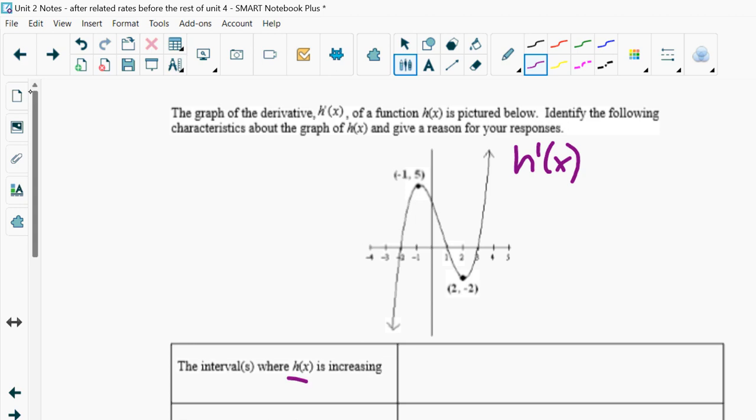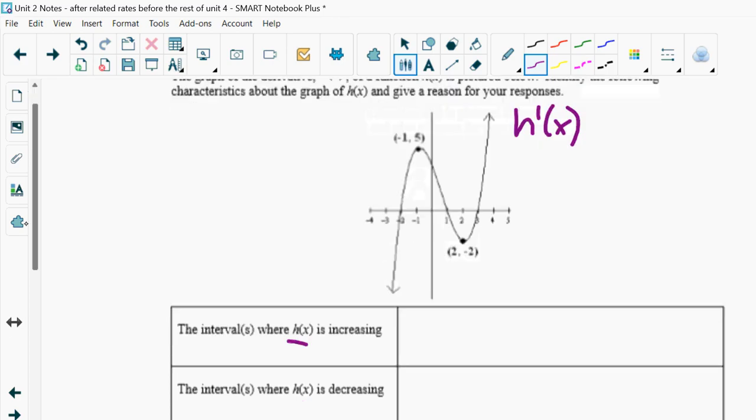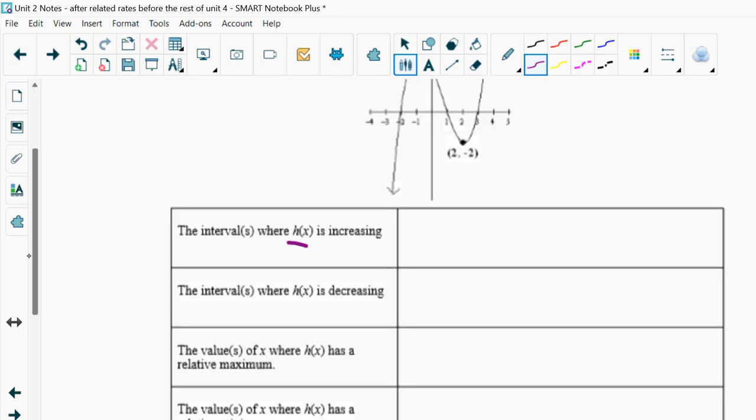So again, before I look at the graph, let's talk about what's true. h of x is going to be increasing when h prime of x is greater than 0, because increasing is positive. Decreasing is negative. So h of x is increasing when h prime of x is greater than 0.